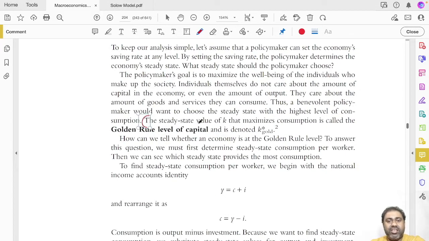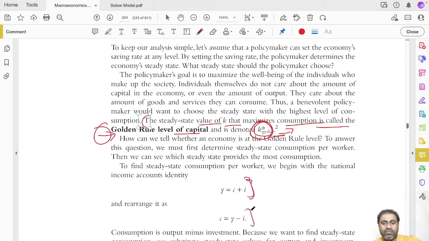So the steady state value of k that maximizes consumption is called the golden rule level of capital, and is denoted by k star gold. And Edmund Phelps made this important contribution on the golden rule level of capital, and he was awarded the Nobel Prize in economics for this theory. Okay, so again, this is something that we have seen.